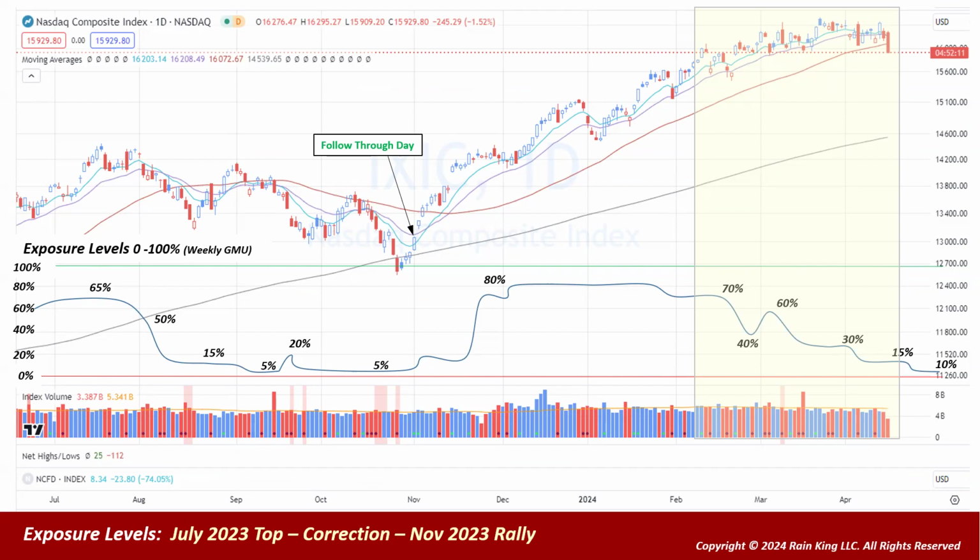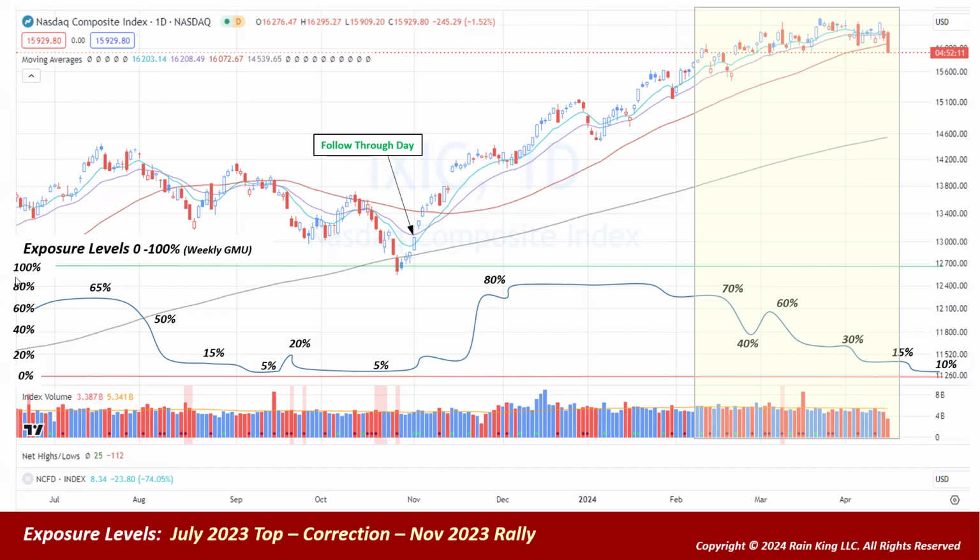And I used the cycle from the correction that started in July. We had the 3 waves down to the October lows. Then we had the follow-through day. And how did it work? How did my exposure levels work in the rally? And then when we got into this yellow zone, which we started to see distribution and some stalling action, how did my read of the market go?